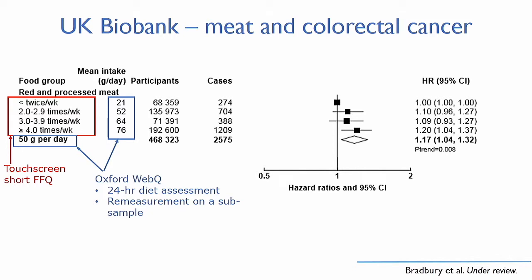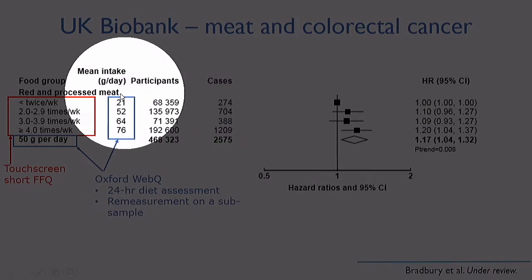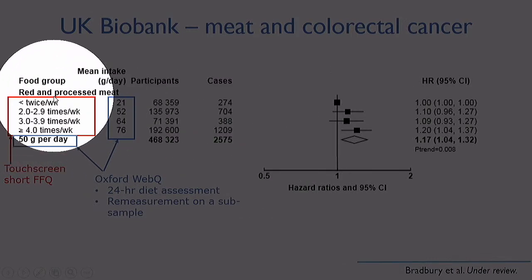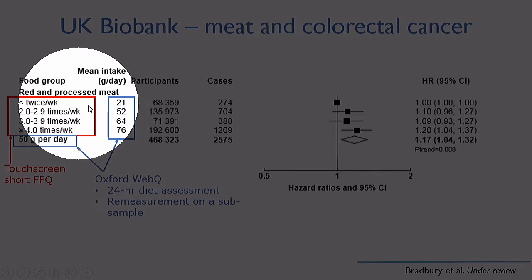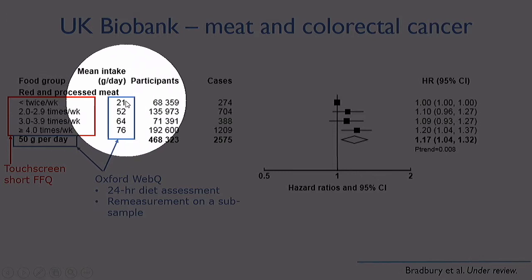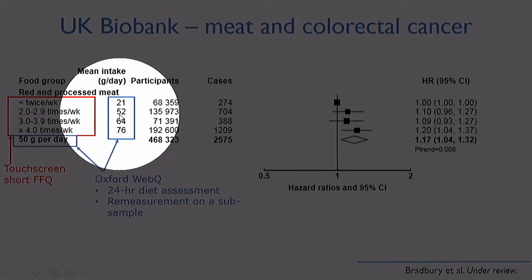And then we used those people who had done, the large subsample actually, who have done at least one Oxford WebQ, a 24-hour dietary assessment, to get an estimate of the mean intake within each category. So for those at baseline who said that they ate red and processed meat twice a week or less, we looked at those in that category who had done the Oxford WebQ, and the average intake of red and processed meat was 21 grams. And you can see that we did that for each category.